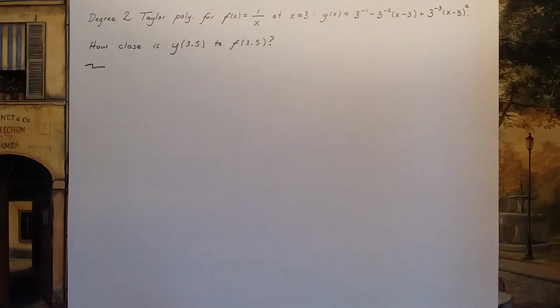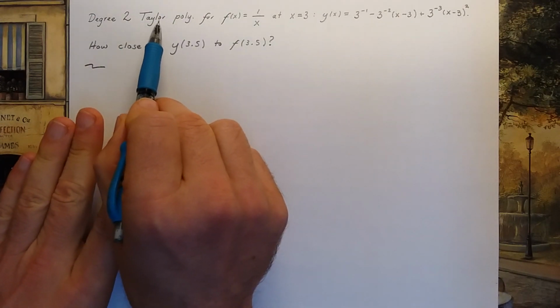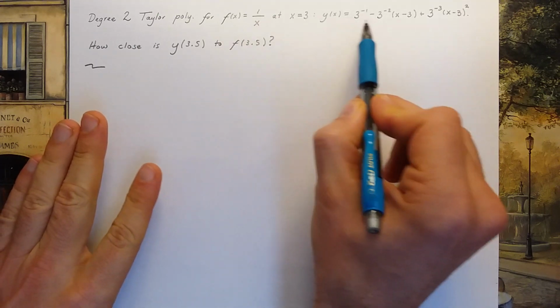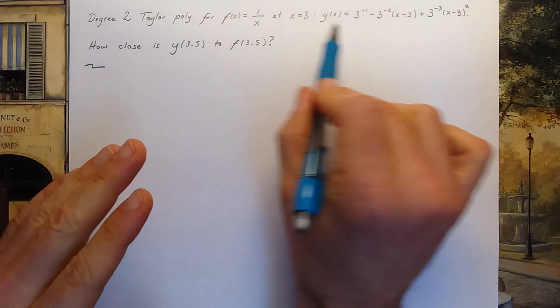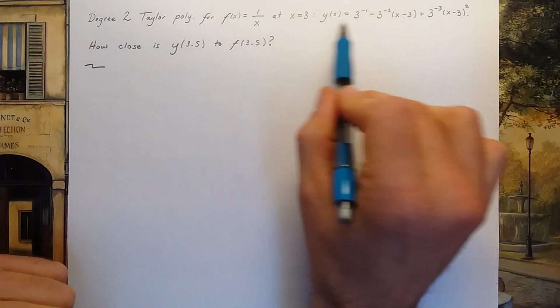Let's do another example of Taylor's inequality. So we saw in a previous video that the degree 2 Taylor polynomial for 1 over x at x equals 3 is this. So we calculated that before, but you could find it by taking derivatives and plugging in 3 and seeing the coefficients of the polynomial.